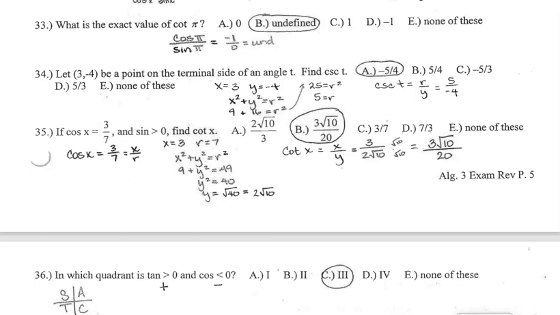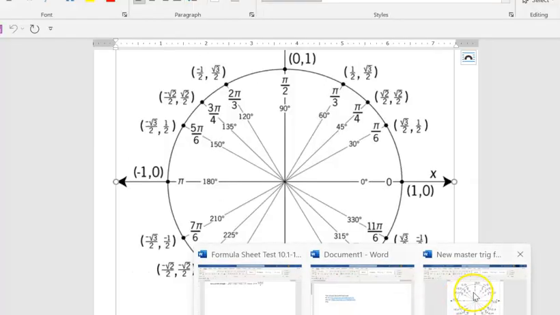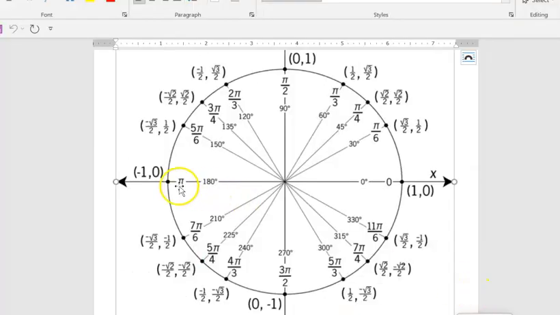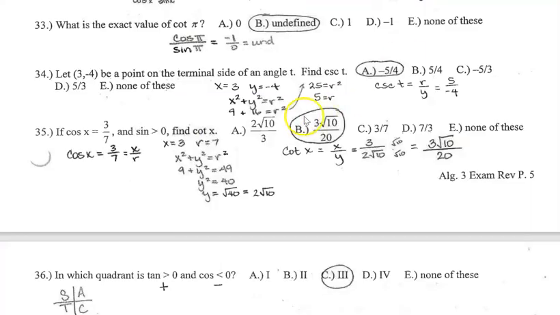All right, so picking up with number 33, they ask us what is the exact value of cotangent pi? So looking at our circle, if we go to pi, we can see the ordered pair here is -1, 0. From that ordered pair, we know that cosine is the x value and sine is the y value. So that would give us -1 over 0, which is undefined because remember, division by 0 is impossible.